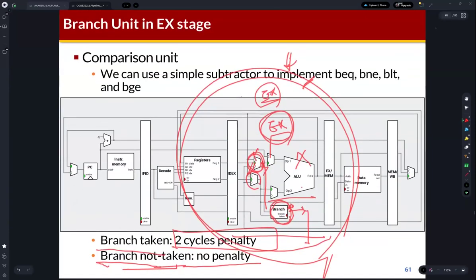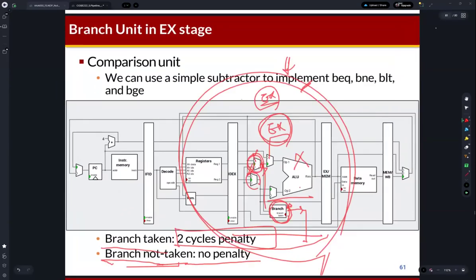Even though we use this architecture, if the branch is taken, then 2 cycles are wasted. So you may think that this performance overhead is small, but actually it's not, because we frequently use branch instructions, right? The branch instructions usually occupy 20% of all instructions. So we frequently use branch instructions.